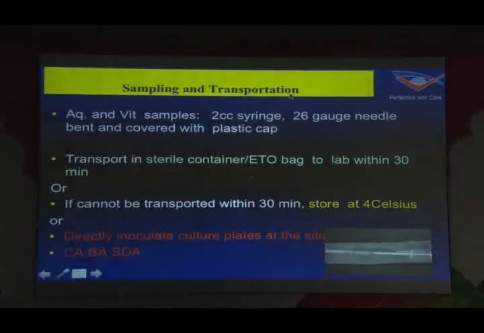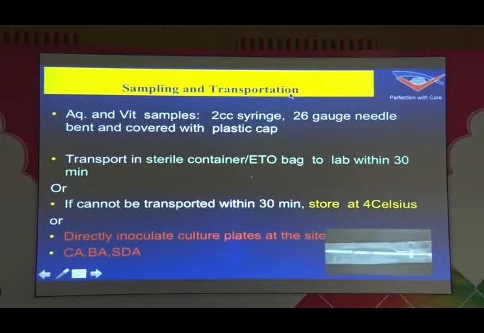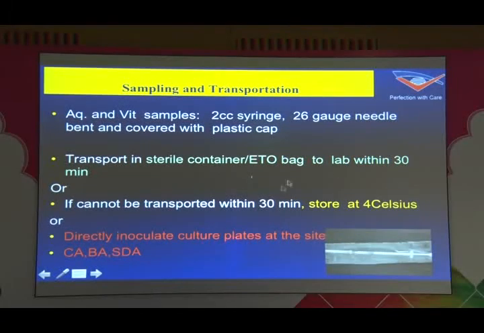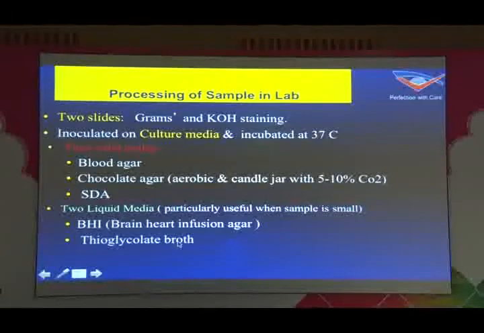It's important to take the samples immediately, ideally both aqueous and vitreous samples. They should be transported in a tuberculin syringe with the needle turned and capped, in an ETO pouch. The best way is to inoculate them and put them on the culture plates in the operation theater itself. What you should do is take 2 slides, one for Gram and one for KOH.